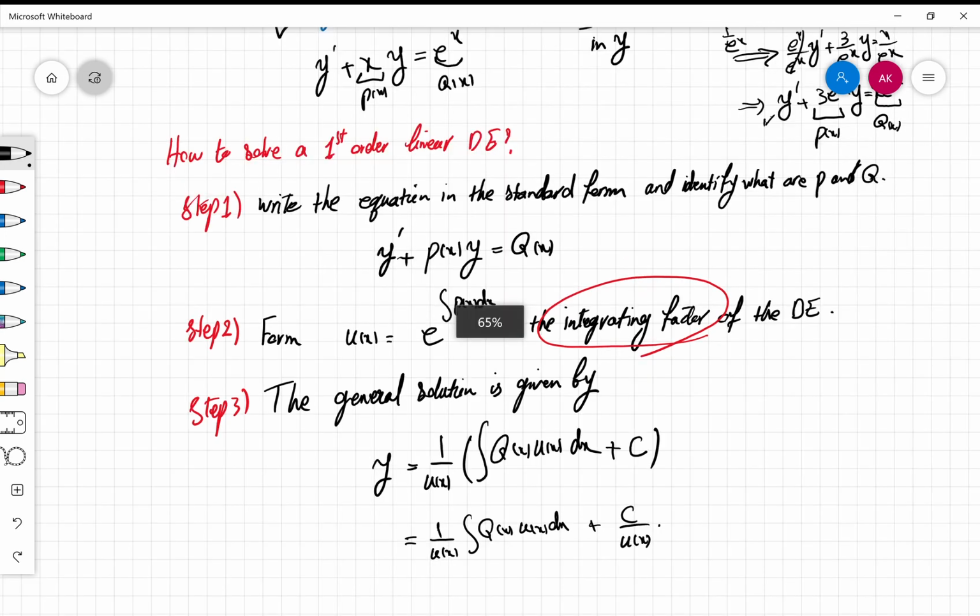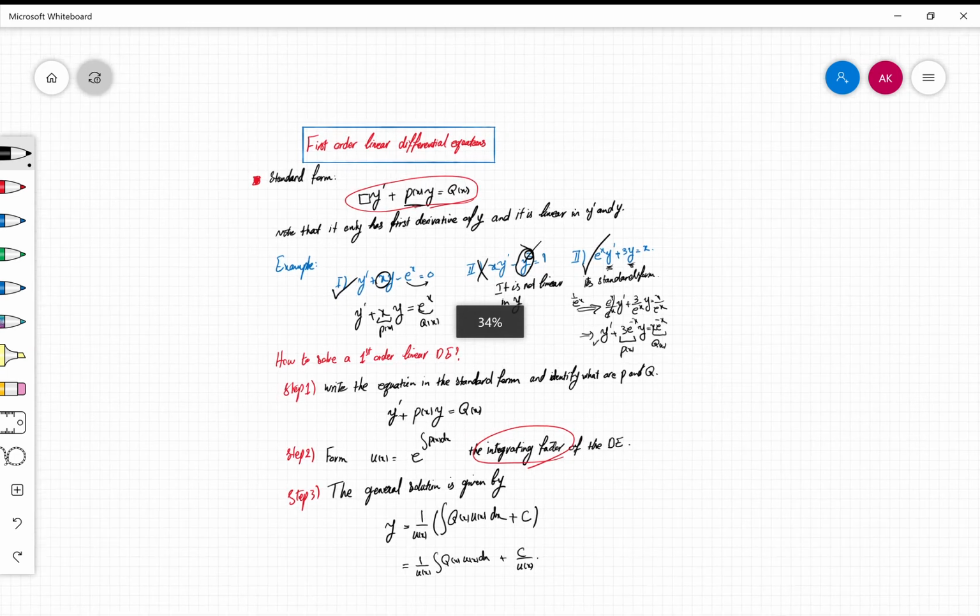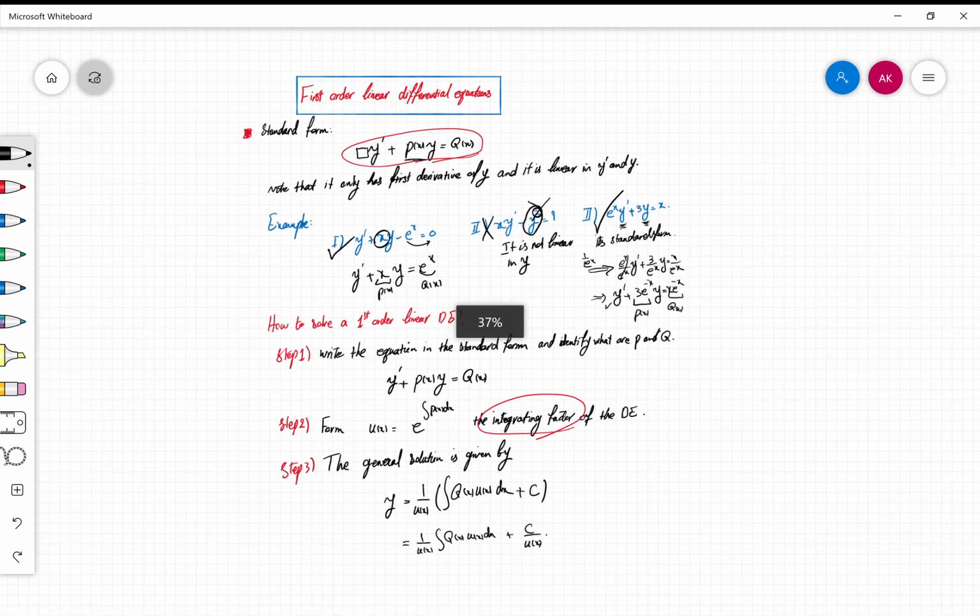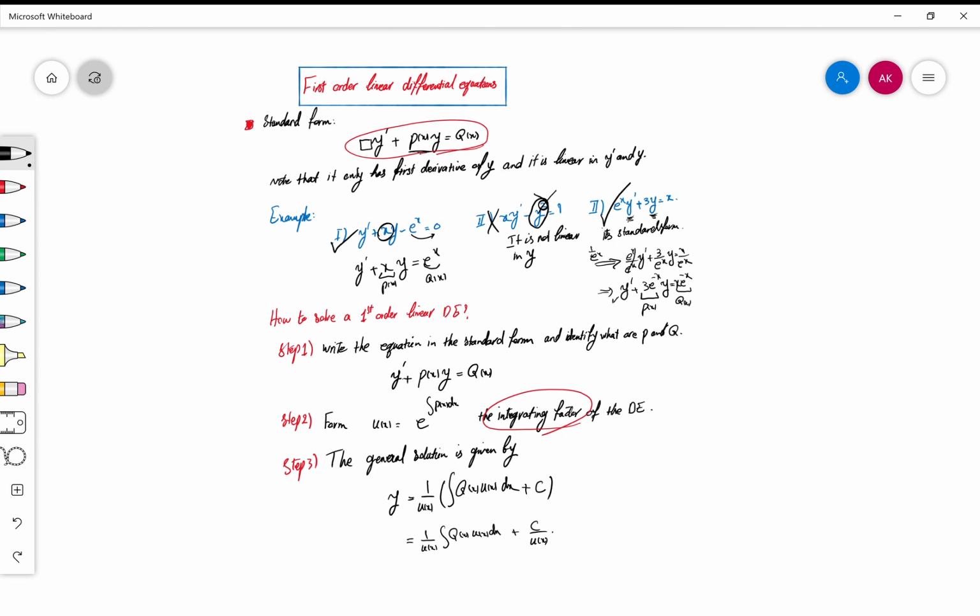Okay, so this gives us an introduction to first order linear differential equations. You have to know what the standard form is and be able to recognize a first order linear differential equation and write it in the standard form. And then the second thing is you have to learn how to solve such equations. You need to know what p is, what q is, then form the integrating factor, and then when you're done, you have the formula for the solution of the differential equation.